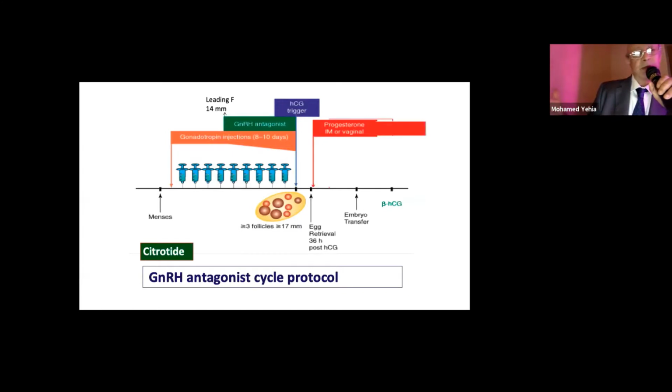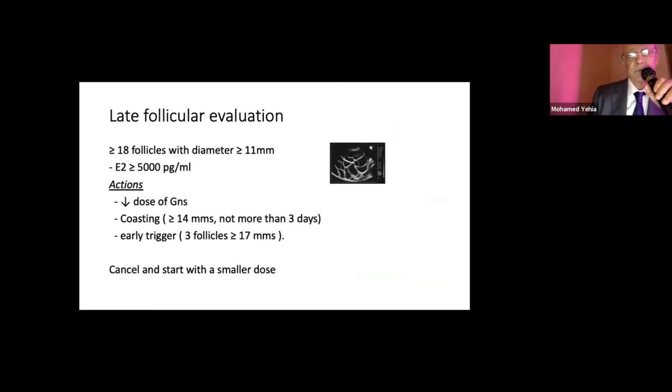Agonist protocol, we usually start day 2, and after 5 days, if you are using a fixed protocol, you give your antagonist. If you are working with a flexible protocol, I usually go with the flexible. Once you have a follicle that reaches 13, 14 millimeter, you start your cetrotide, and if you have follicle 17, 18 millimeter, you trigger, and then you decide whether to freeze or transfer.